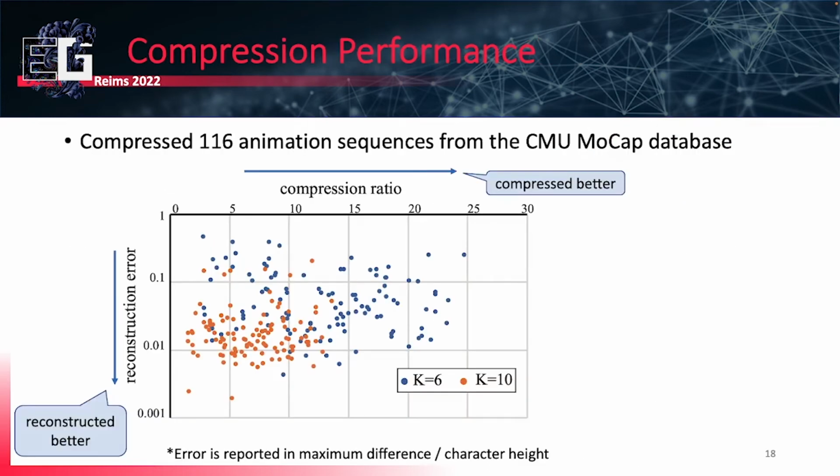Here is a plot created by applying our method to 116 sequences randomly chosen from the CMU mocap database. We fixed the number k of frequencies to see the relationship between compression ratio and reconstruction error. For k equals 6, a good number of sequences are compressed very well with a small reconstruction error. However, there are also sequences that have relatively high reconstruction error.